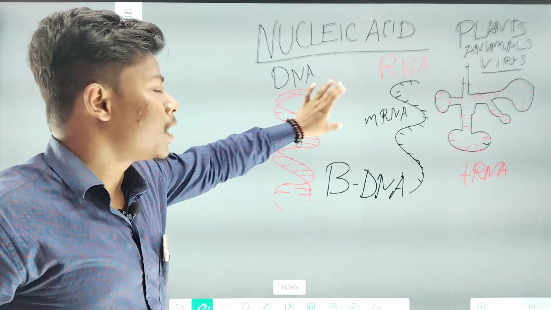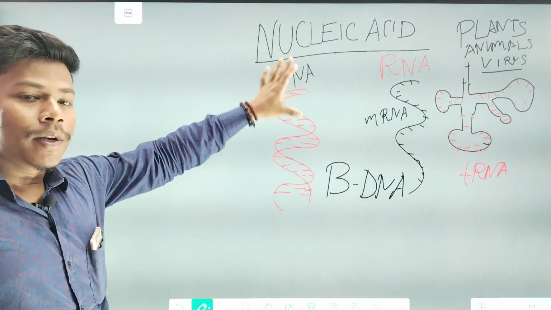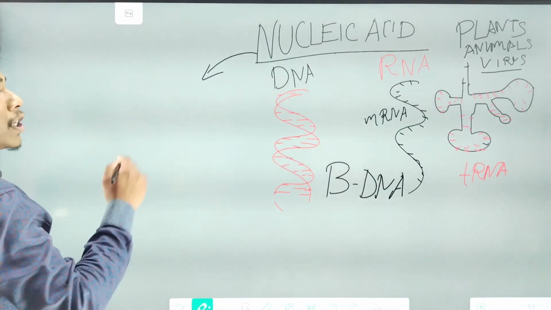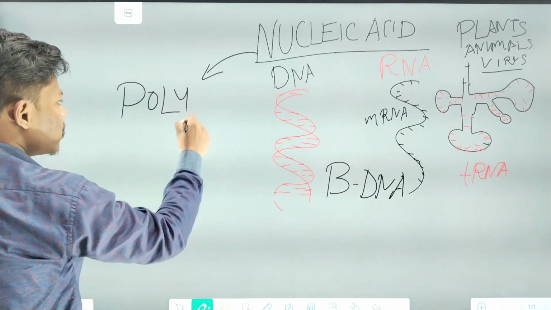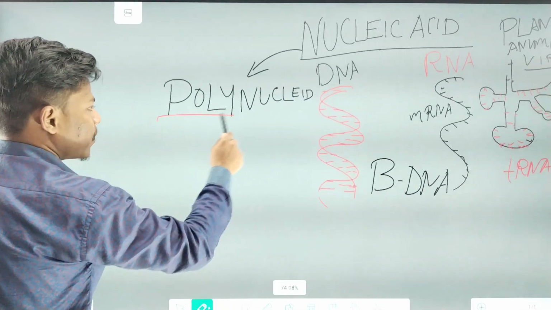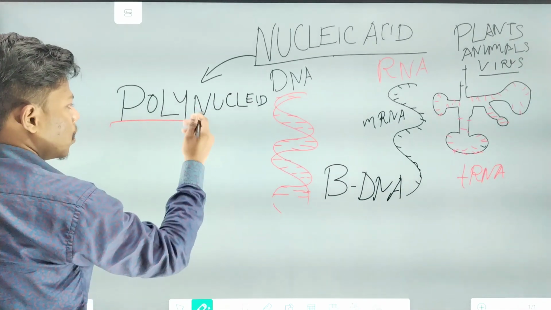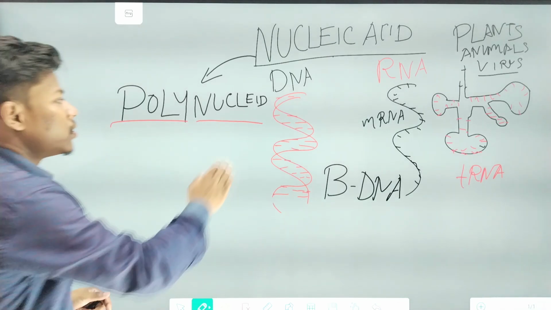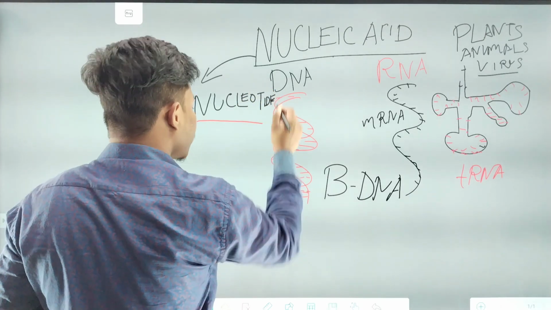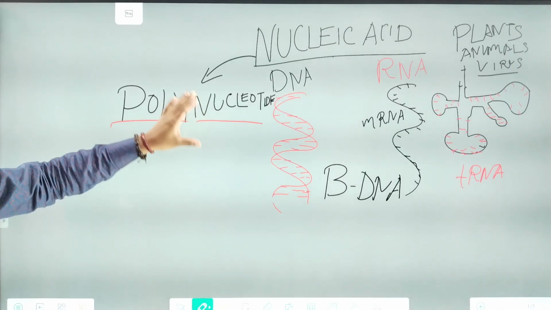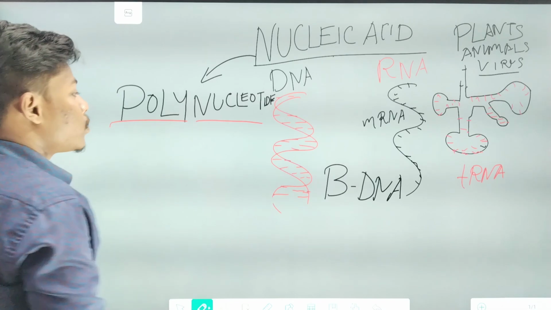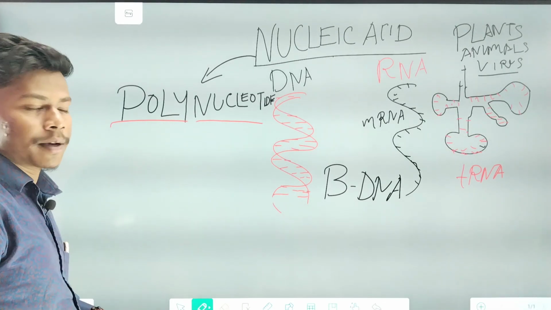Now coming to the definition of nucleic acid. Nucleic acids are basically composed of polynucleotides, that is, they are polynucleotide in nature. That is present in both DNA and RNA. Nucleic acid means it is a polynucleotide, that means the presence of so many nucleotides one upon another in both DNA and RNA. Understand?